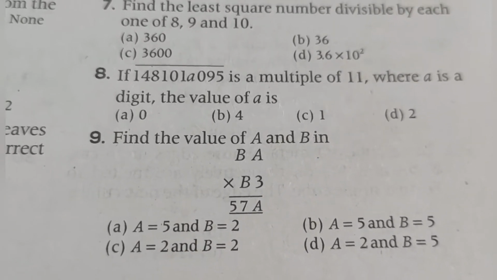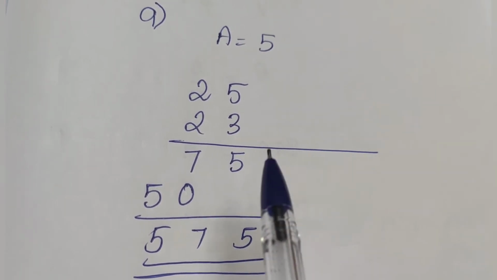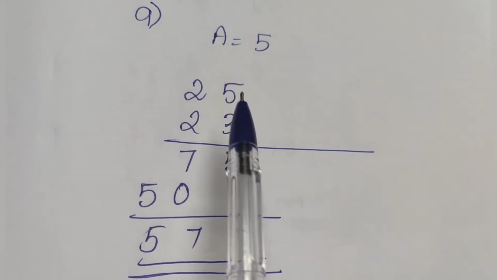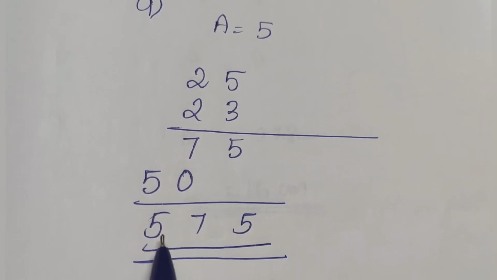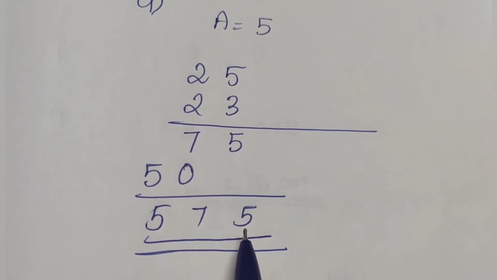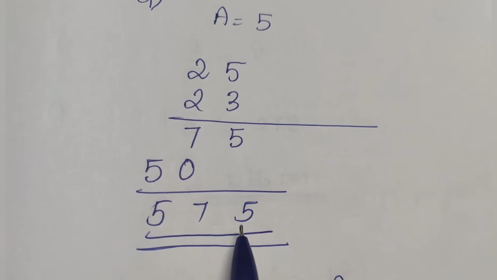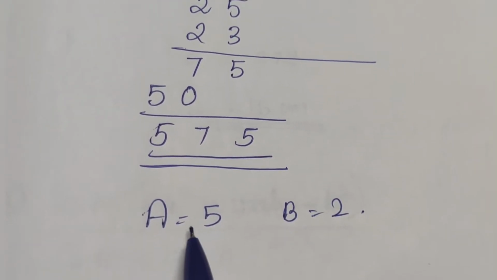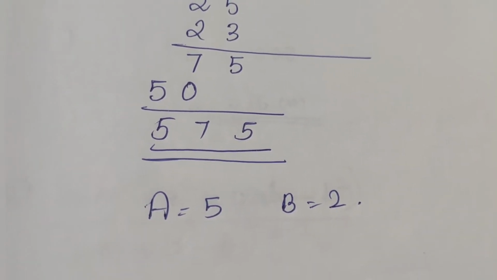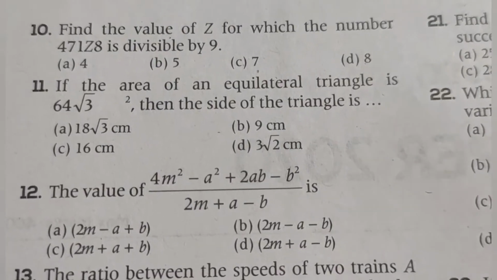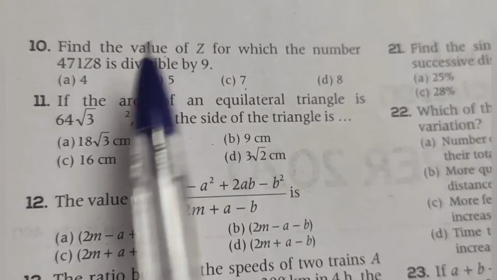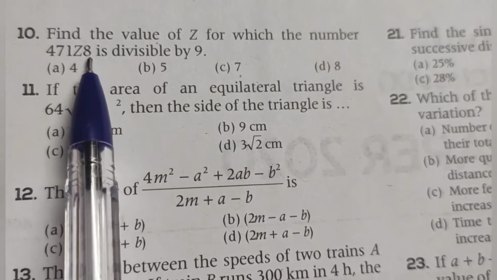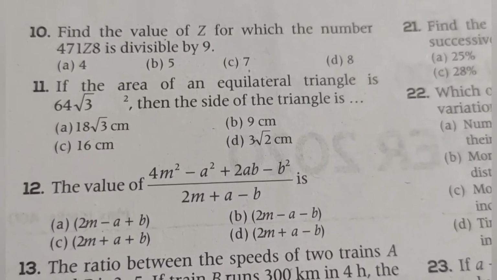We shall check it. I checked for B equal to 2, A equal to 5. Now 25 into 23, I get 575. 57A, 575. So we get A equal to 5 and B equal to 2. 10th question. Find the value of Z for which the number 471Z8 is divisible by 9.